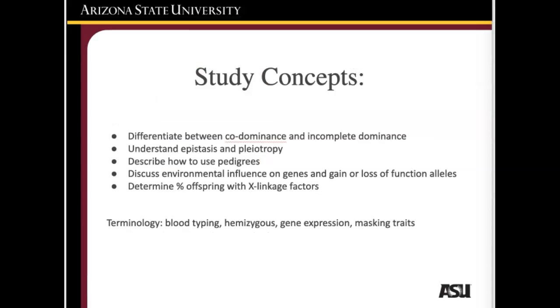Students should be able to differentiate between codominance and incomplete dominance. Students should understand differences between epistasis and pleiotropy. Students should describe how you use pedigrees. Students should be able to discuss environmental influence on genes and gain or loss of function alleles. Students should also be able to determine the percent offspring with X linkage factors.